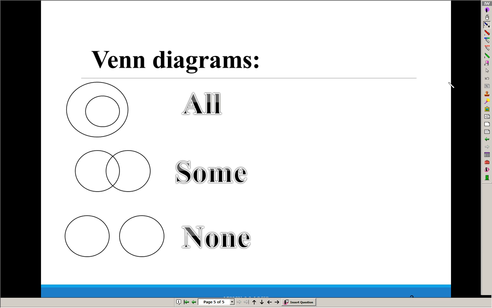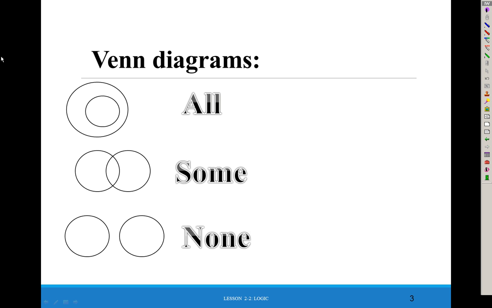And sometimes, for example, the circle on the left is in the circle on the right, like right there, but sometimes it's not. This item is in both circles. This item is not. So it sometimes is and sometimes isn't. When items never overlap, then the circles don't have anything to do with one another. None of the items in the first circle match the items in the second circle. Always, sometimes, never, all, some, none.